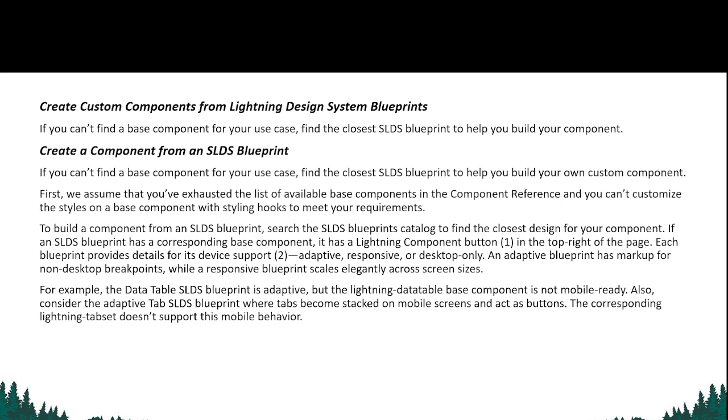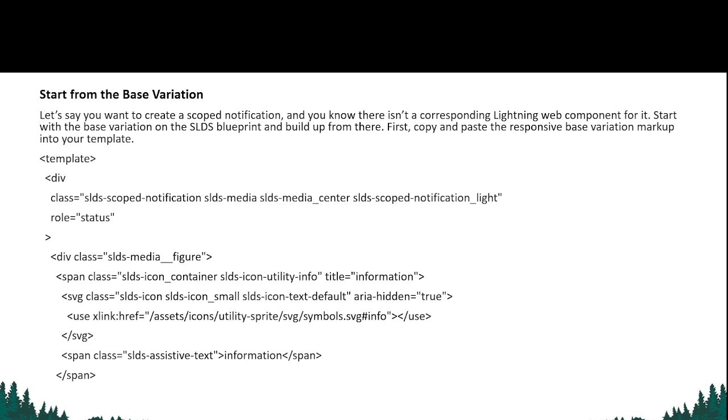And this is the Lightning component button in the top right of the page. Every blueprint will provide you the details for the device support. Then you can have the data table as an SLDS blueprint. Then you can also start from the base variation. You can create a scoped notification. If you have a corresponding Lightning web component, then you can easily develop for it. But if there is no Lightning web component corresponding to it, then you need to create a scoped notification.